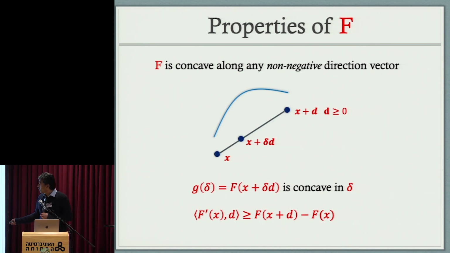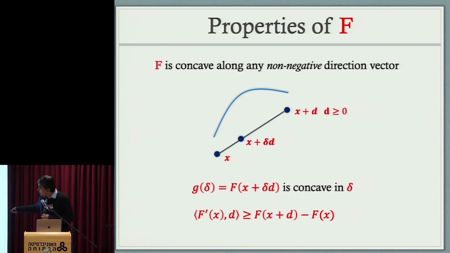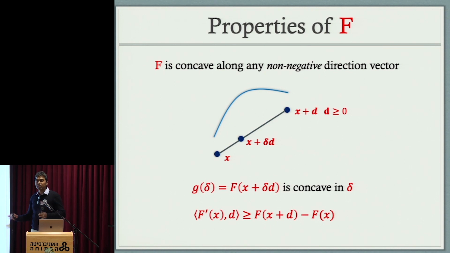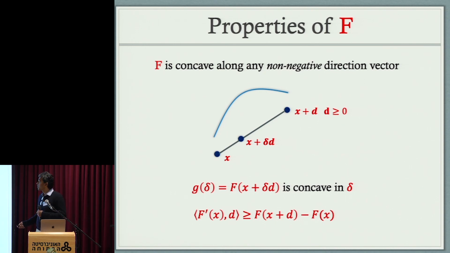If you take x and look at the point x plus d, where d is bigger than or equal to 0, and look at the function value along this line, it's a concave function. So in particular, it means that the inner product of the gradient at this point and this d has to be bigger than f of x plus d minus f of x, by concavity. This is the key property. Very simple, nice. It inherits nice properties from the underlying submodular function.